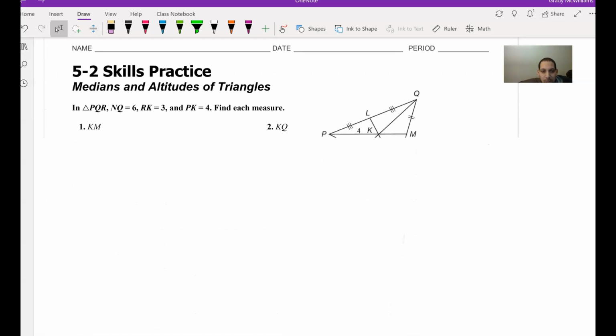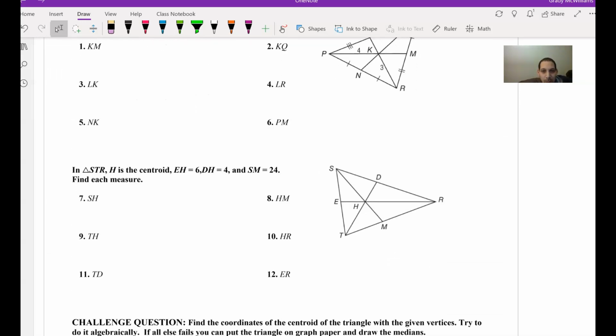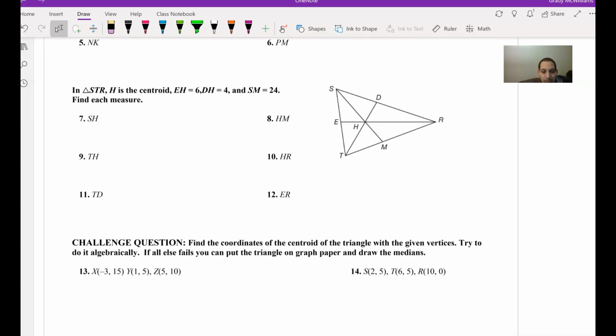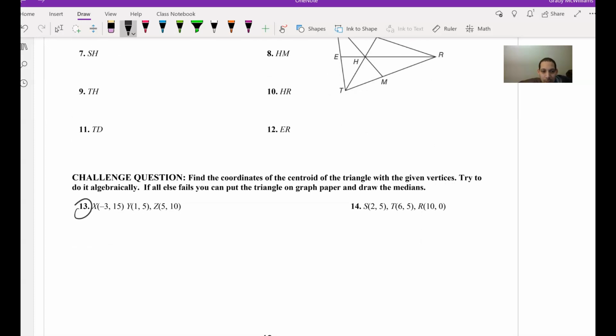Okay, so your task is to do the rest of these, front and back. When you get down to the very bottom here, this is a challenge question. It's quite difficult. If everything else fails, you could just graph it on graph paper. You might be able to figure it out. But the idea is to try to think about it and actually do some math.